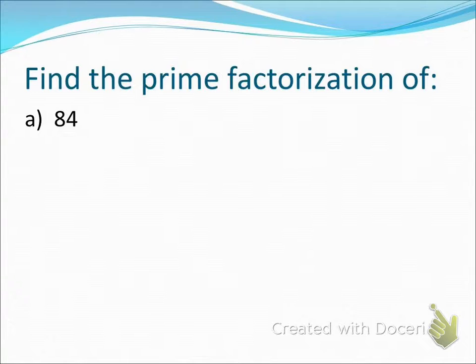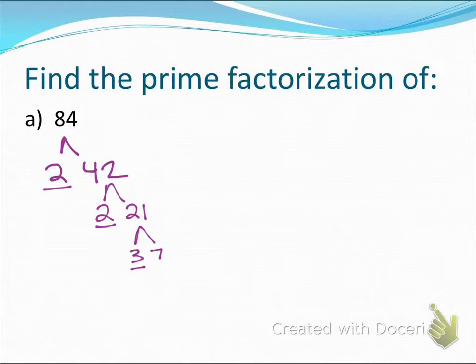Does anyone know a number that goes into 84? I think it would be 42, right? Yeah. Now, 2 is prime, right? When we get to a prime, I underline it. Done. That branch is done. Okay? What about 42? 2 and 21. 2 is done. 21 is 3 and 7. Good. 3 is prime. 7 is prime.